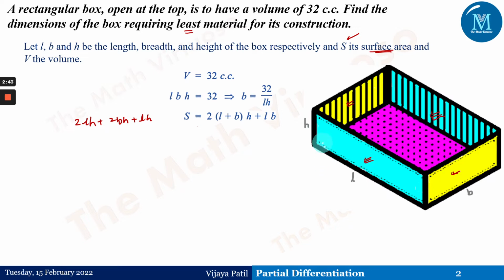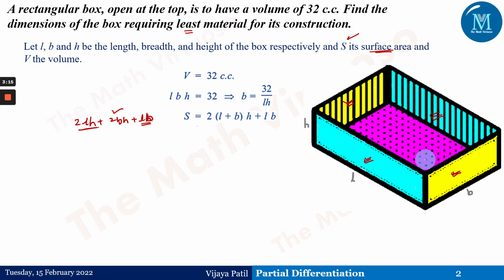So this is L into H, and L into H has appeared 2 times, so 2 times L into H. Then B into H is again this yellow color face, and this yellow color face appeared 2 times. But if you observe the base of this particular box, it is B into L, so it's LB here. B into L has appeared only once. We do not have the top of this particular box.